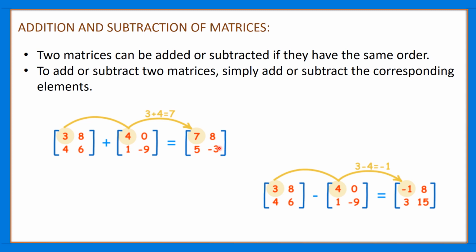Similar to the addition of two matrices, we can subtract two matrices. Let us take the same matrices that we took for addition. We have the matrix 3, 8, 4, 6 and the matrix whose elements are 4, 0, 1, minus 9.